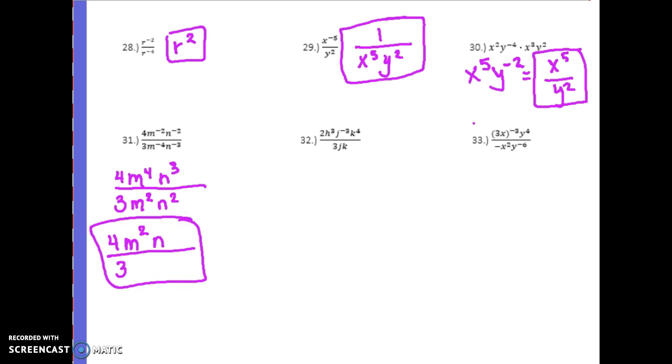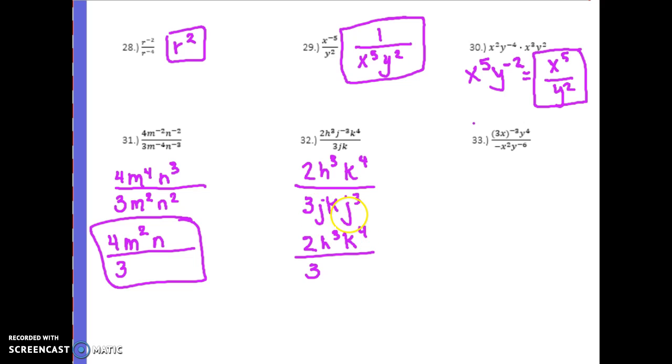Okay, number 32, when we do this, we've got 2 h to the 3rd. Okay, again, let's set it up like this. In the bottom, we've got 3jk. All right, but now this j to the negative 3, I'm going to move to the bottom. It's j to the positive 3, and then my k to the 4th is going to stay up top. All right, so now next step, I'll combine. I've got 2/3, my h to the 3rd, k to the 4th.